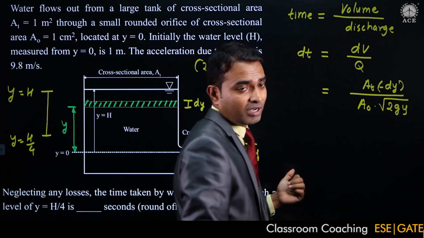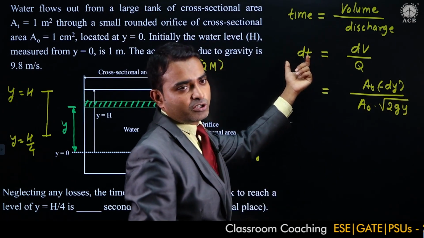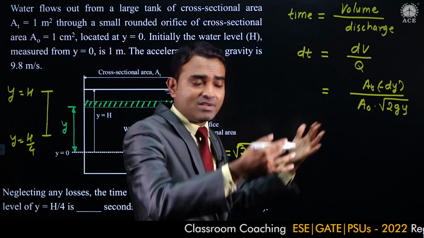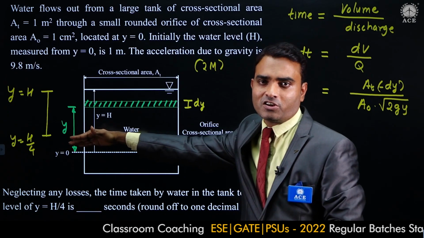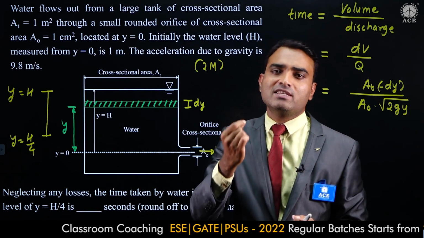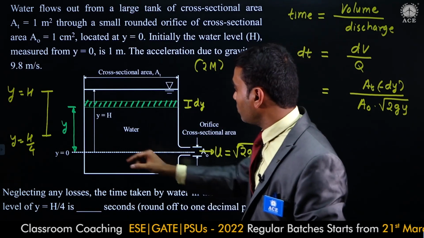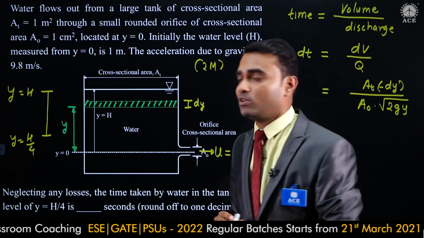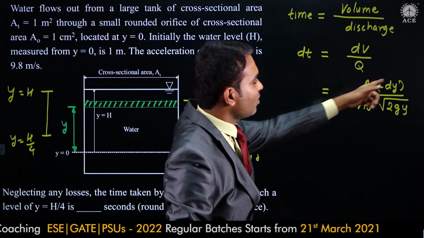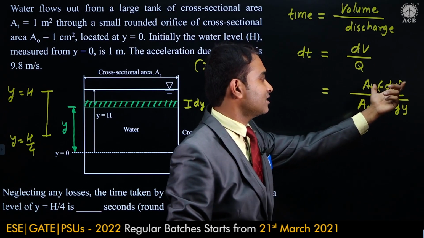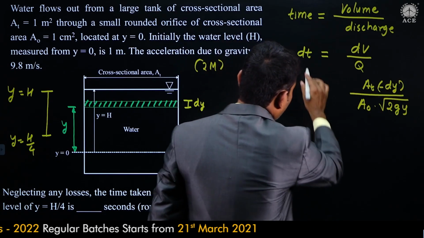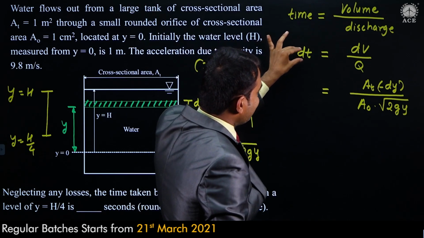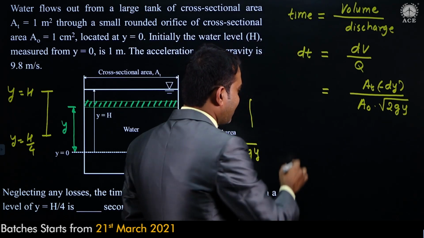Why negative? Because when dt is positive, means when time is increasing, y will decrease. Yes or no? That means positive change in time, it will correspond to negative change in y. In other words, when dt is positive, dy is negative. That's why I am taking this as a negative, right? Okay. Now total time is obtained by addition of all such times. Addition is done by integration.